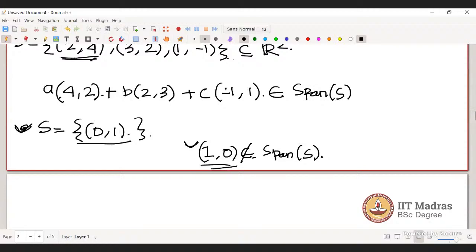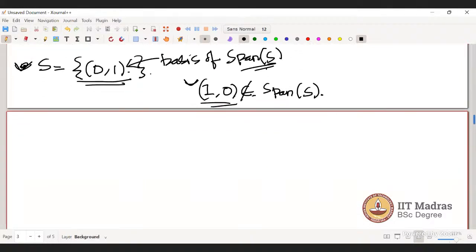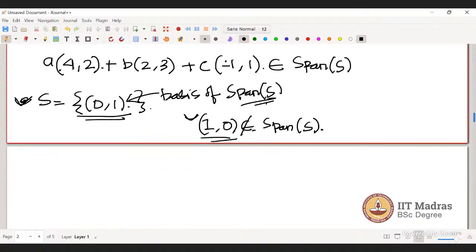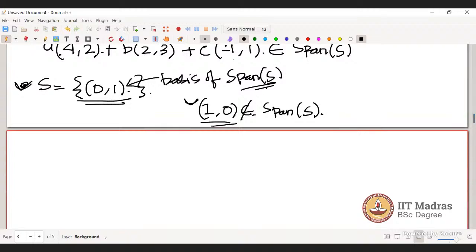This is a singleton set, so this is the basis of the span of S. It's a linearly independent set, so this is basically a basis of the span. Okay, I'll come to that. Sir, the span of S, (0, 1), is R, right? No, it's not R actually. It's basically your Y axis. We cannot say that it belongs to R.